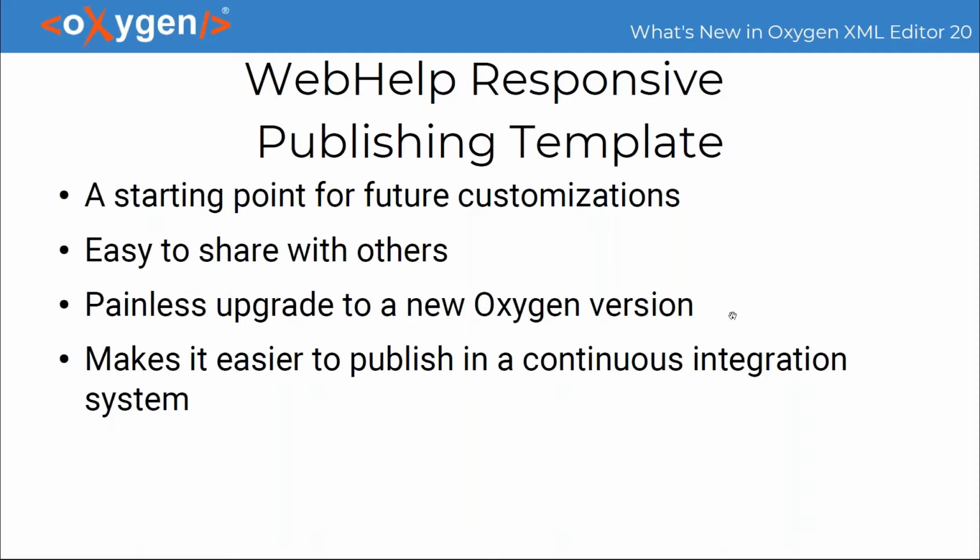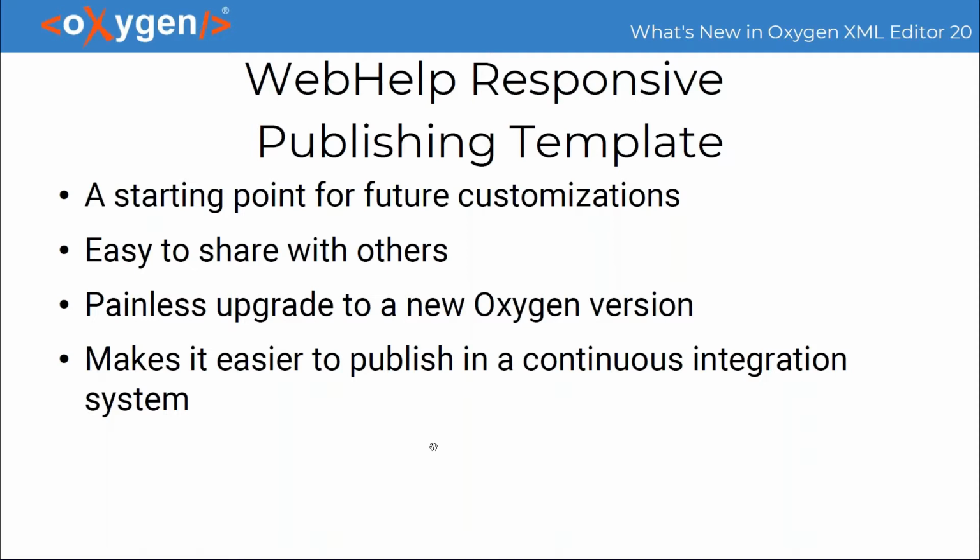And when you upgrade to a new Oxygen version, this upgrade will be painless with regard to your WebHelp Responsive output. And I can also add that it also makes it easier to publish in a continuous integration system, because all you have to do, instead of setting various parameters and resources for that command line, is specify this one publishing template in the transformation pipeline.